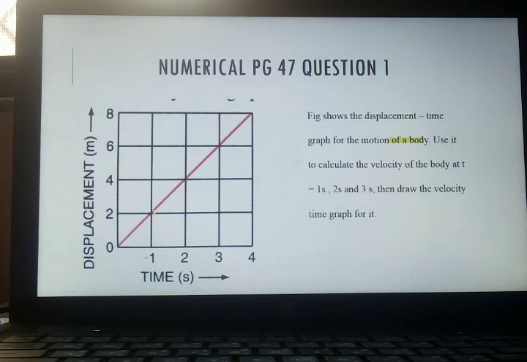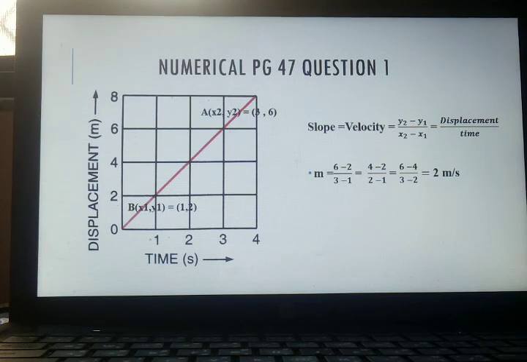Over here, first of all we will be choosing any 2 points and then finding the slope. I have chosen this point as A, and this point as B. So slope means what? Slope is called velocity. Why is slope called velocity? Because the formula of velocity is distance upon time, or displacement upon time.